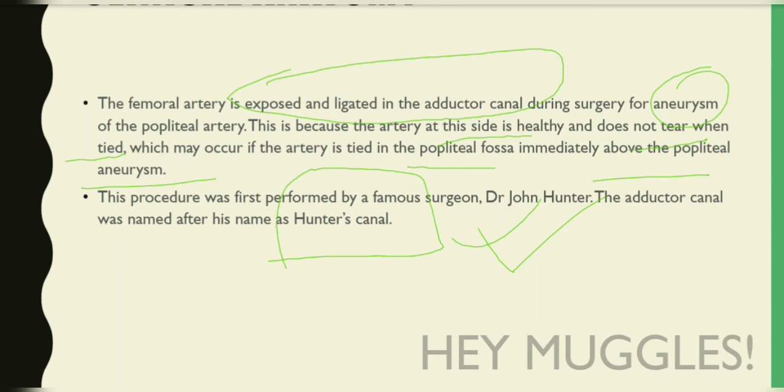I hope this is clear to all of you. In case of popliteal artery aneurysm, the femoral artery is exposed and ligated in the adductor canal, not in the popliteal fossa, because the femoral artery is healthy and it won't tear when tied in the adductor canal. So this was about the clinical correlation of your adductor canal.